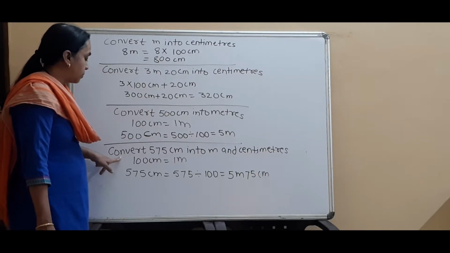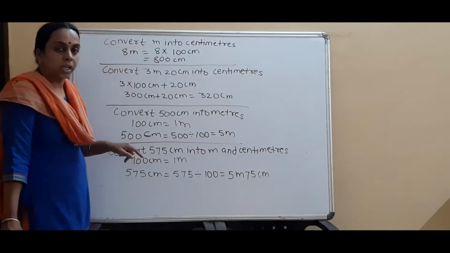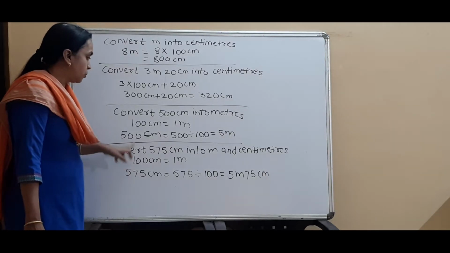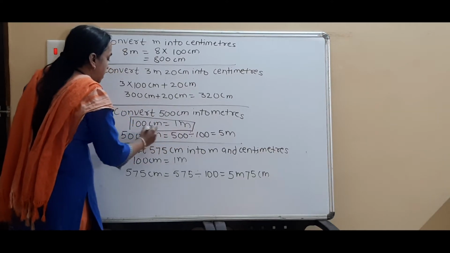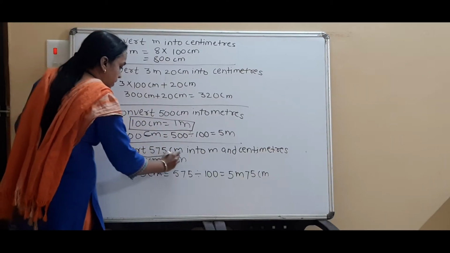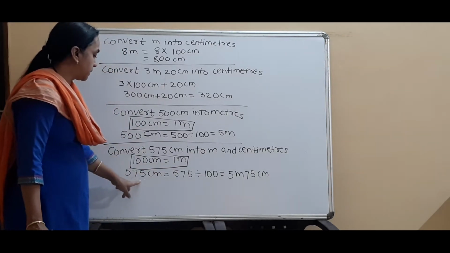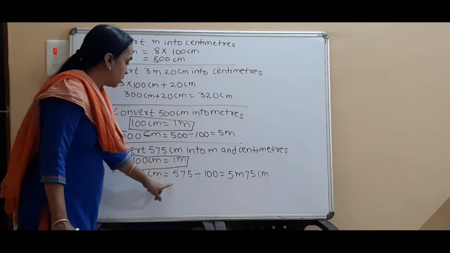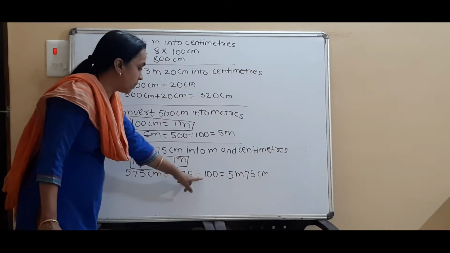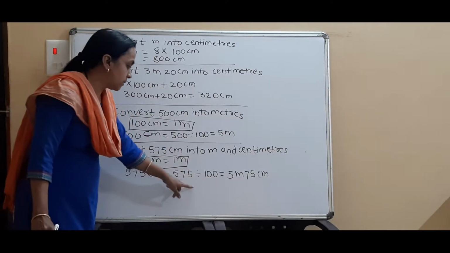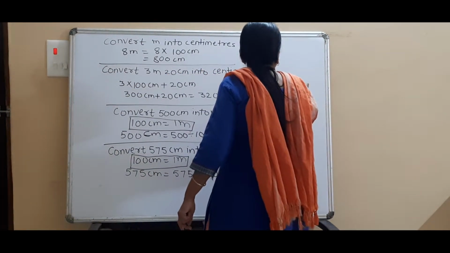Okay. Now see what we have to do now. Suppose we have to convert 575 centimeter into meter and centimeters. So you know very well that 100 centimeter equal to 1 meter. So what we have to do? 575 centimeter, this centimeter we have to convert into meter. So 575 divided by 100. Suppose we will do here this division.